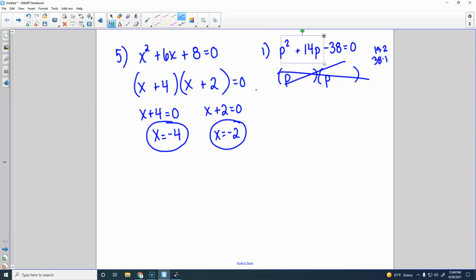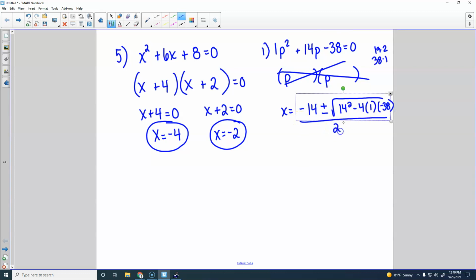So if you use quadratic formula on that, you would have x equals -b. Your a is 1, your b is 14, your c is -38. So it would be -b, which is -14, plus or minus the square root, b squared, 14 squared, minus 4 times a, which is 1 here, times c, which is -38, all over 2 times a, which is 1 here.